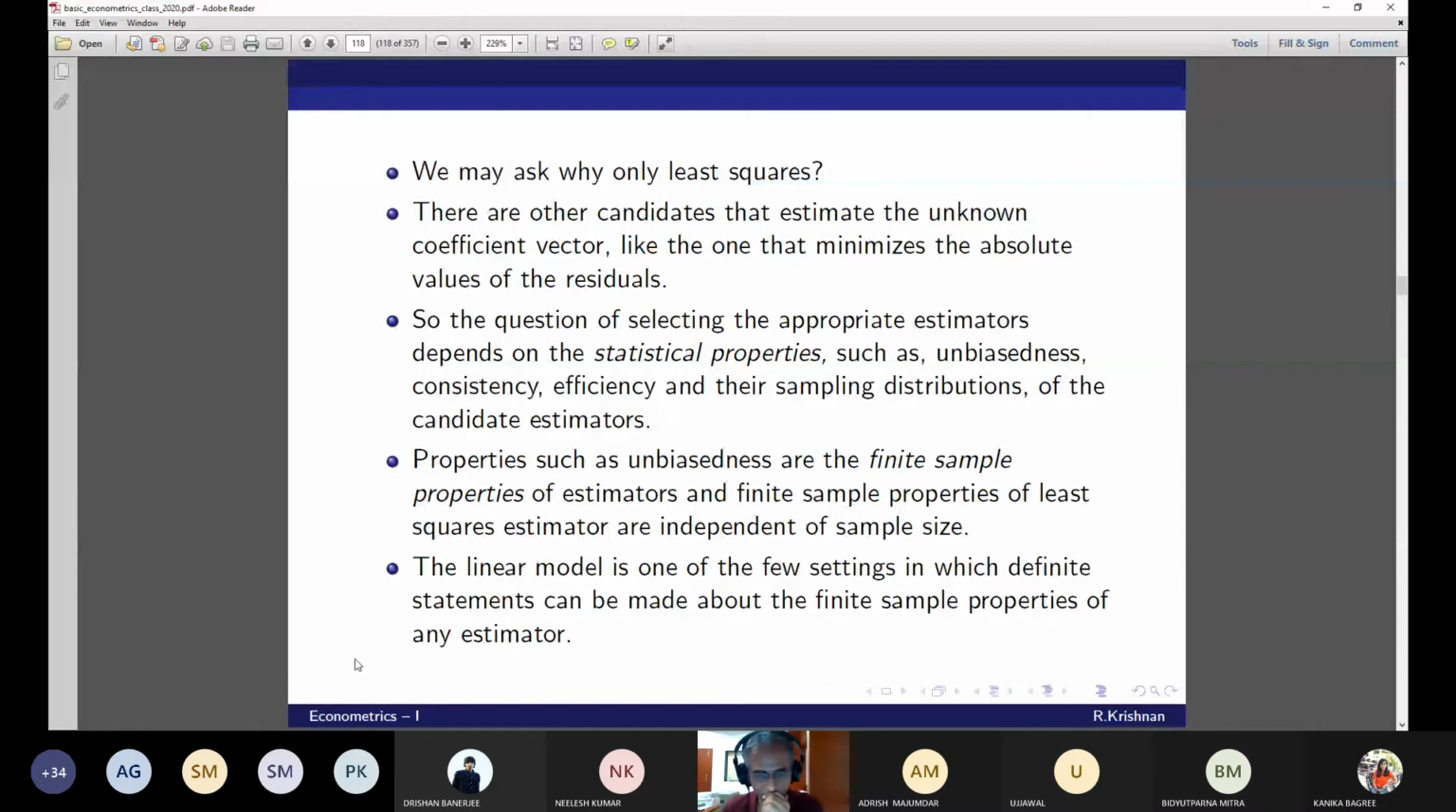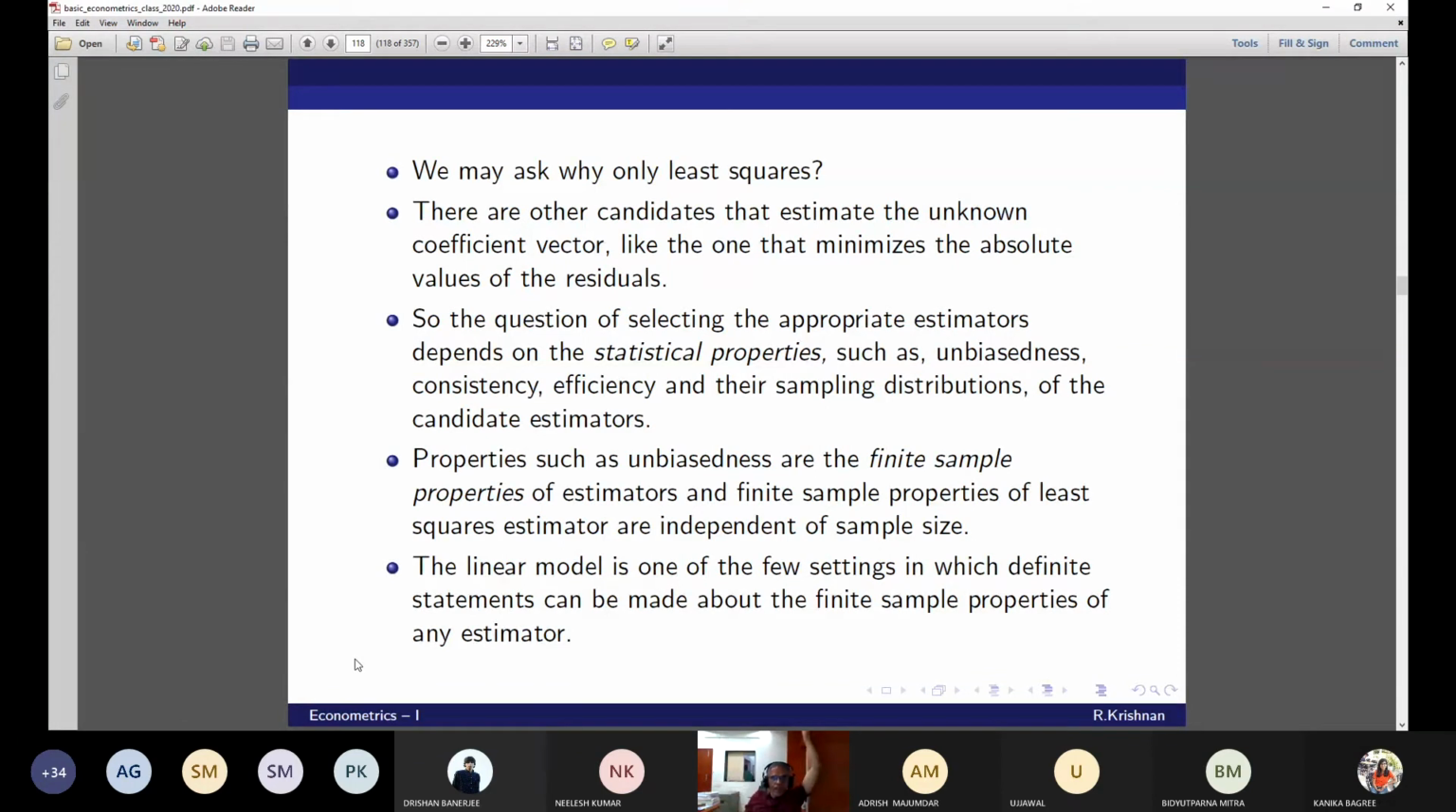This is an important area. Properties of least squares. Now you ask the question. You only asked, why least squares? This is a question that could be uppermost in most of your minds. Are there no other ways of estimating the unknown parameters? Of course, there are other ways to estimate unknown parameters. The second bullet point tells you absolute value. This is called the LAD estimators, the least absolute deviation. LAD estimation is another area of econometrics. A lot of work has been done on that.